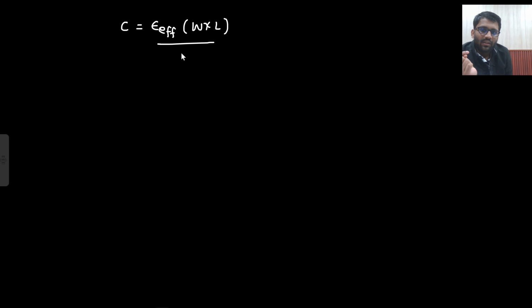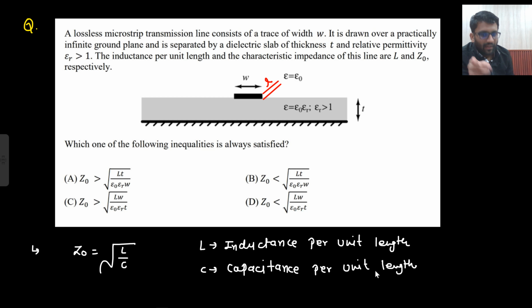The separation is T. What do I need to write down? I need to write down capacitance per unit length. This is your capacitance per unit length, so here can I write it as C dash? This is my C dash. Now C dash times L is equal to C, so C dash divided by L is equal to C, because I need to write down capacitance per unit length. So that would be equal to epsilon effective into W by T.